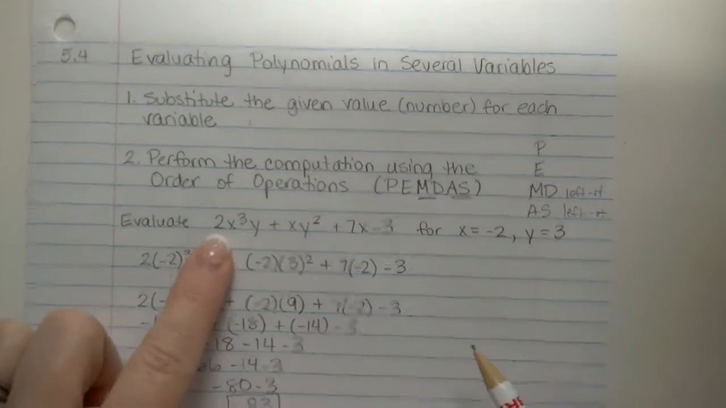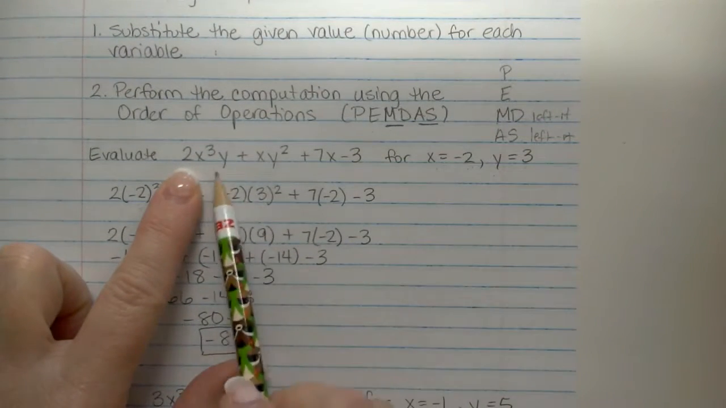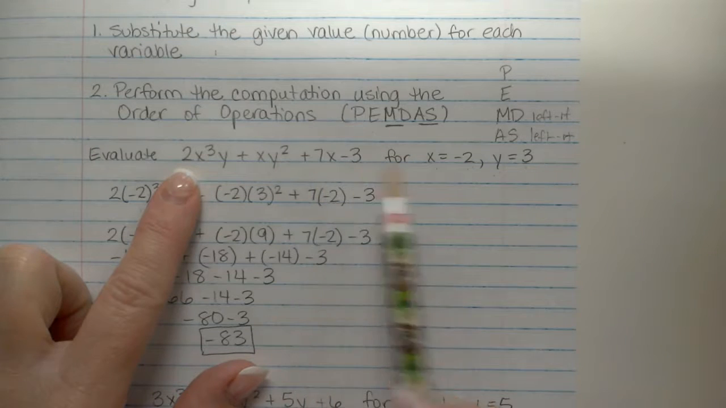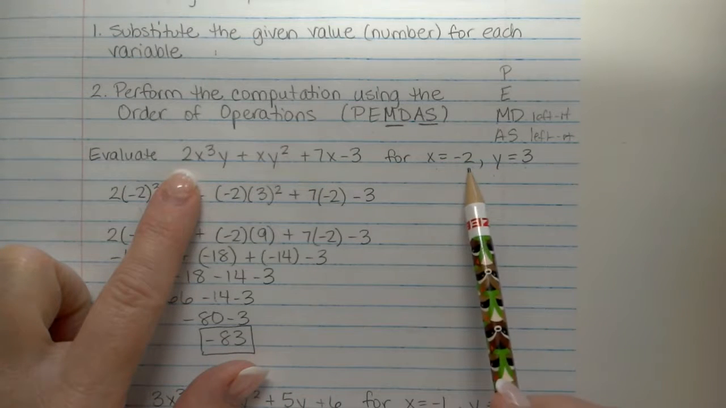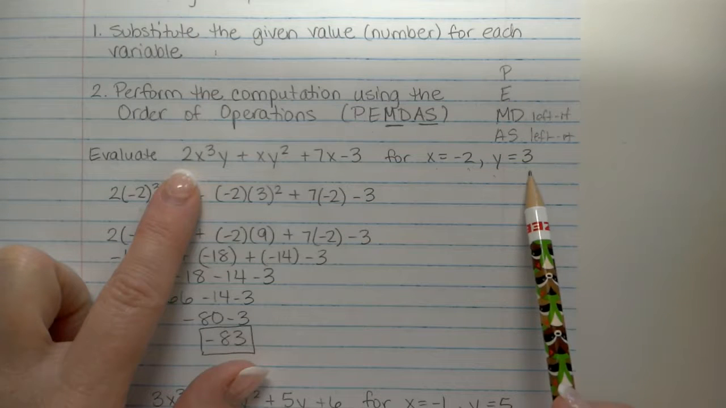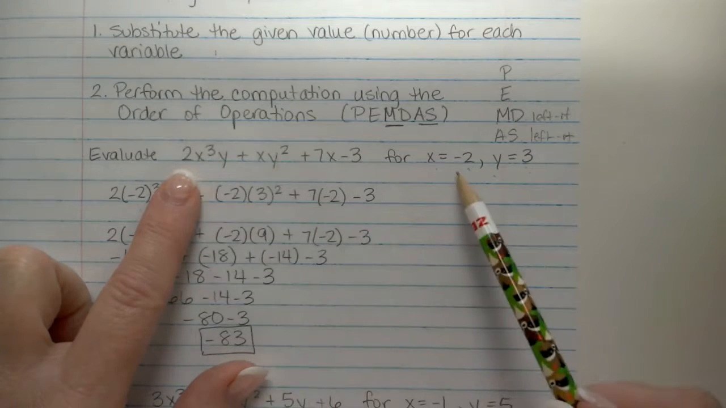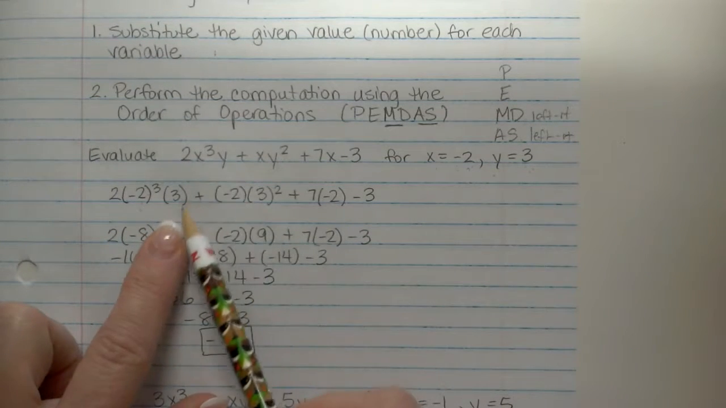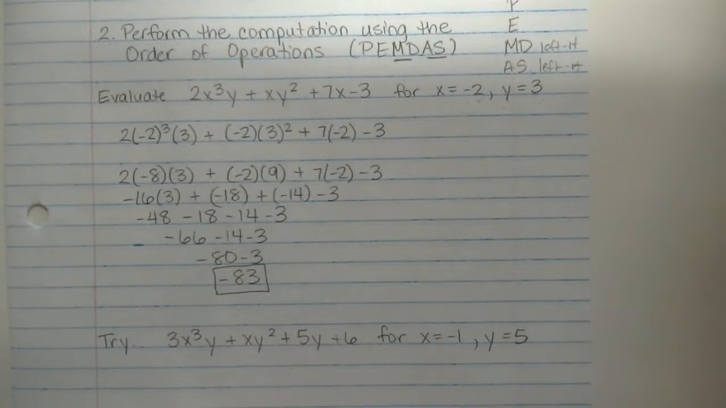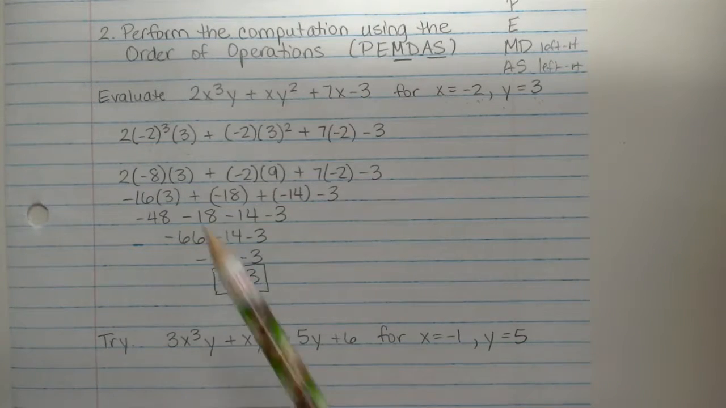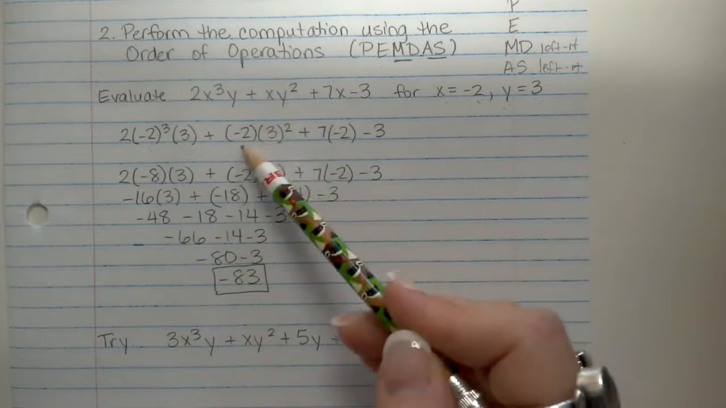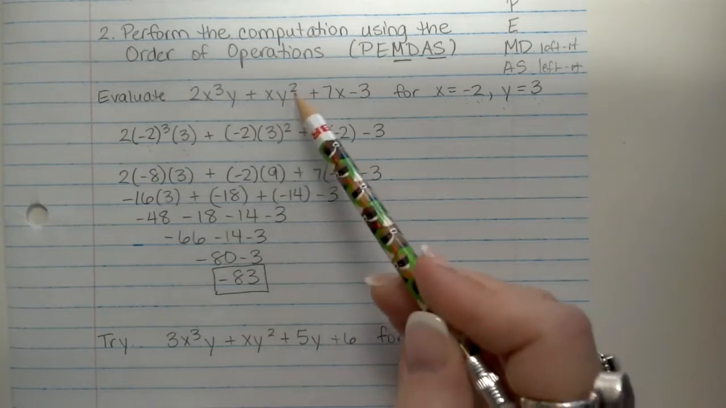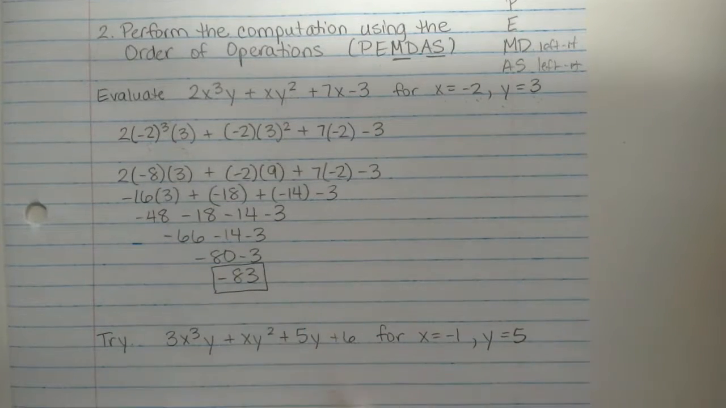So here we're given this expression, 2x cubed times y plus xy squared plus 7x minus 3, and we want x to be replaced with -2 and y to be replaced with 3. So basically, everywhere there's an x, I put a -2 in parentheses, and everywhere there's a y, I put a 3 in parentheses. The parentheses are helpful because they keep track to make sure that whatever I did to the original variable is also being done to the number.